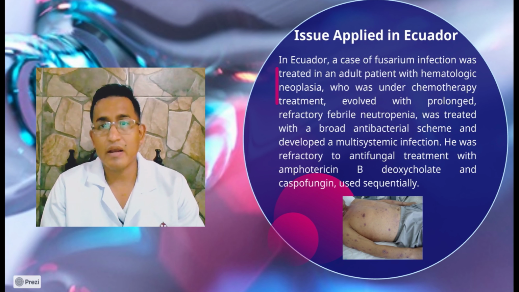In Ecuador, a case of fusariosis infection was treated in an adult patient with hematologic neoplasia who was under chemotherapy treatment. He had prolonged refractory febrile neutropenia, was treated with a broad antibacterial regimen, and developed a multisystem infection. He was refractory to antifungal treatment with amphotericin B deoxycholate and caspofungin used sequentially.